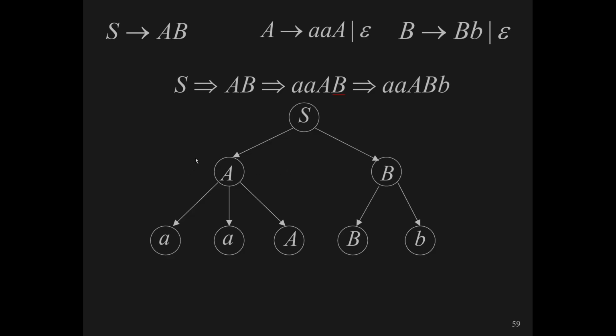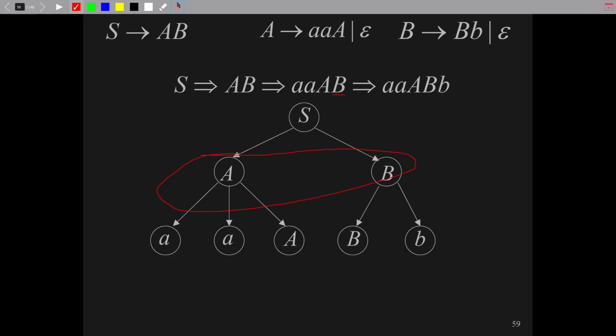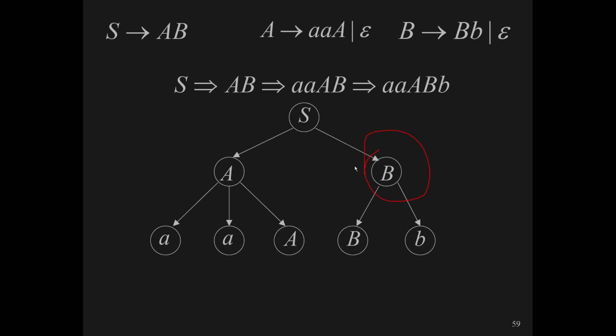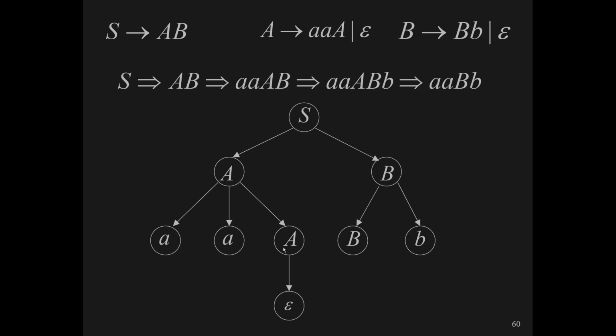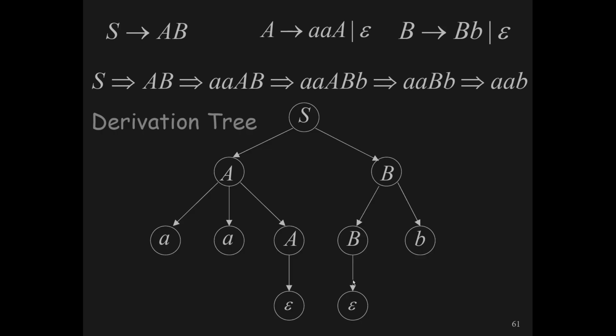We're going breadth first in a way. So B here produces BB, so that's what they did here. And then this A produces empty, and there's still one more variable, which is this one, and that one's going to produce empty. So the result here, you look at the leaves: A, empty, empty, you just ignore those, and then B, right? So the string is AAB.